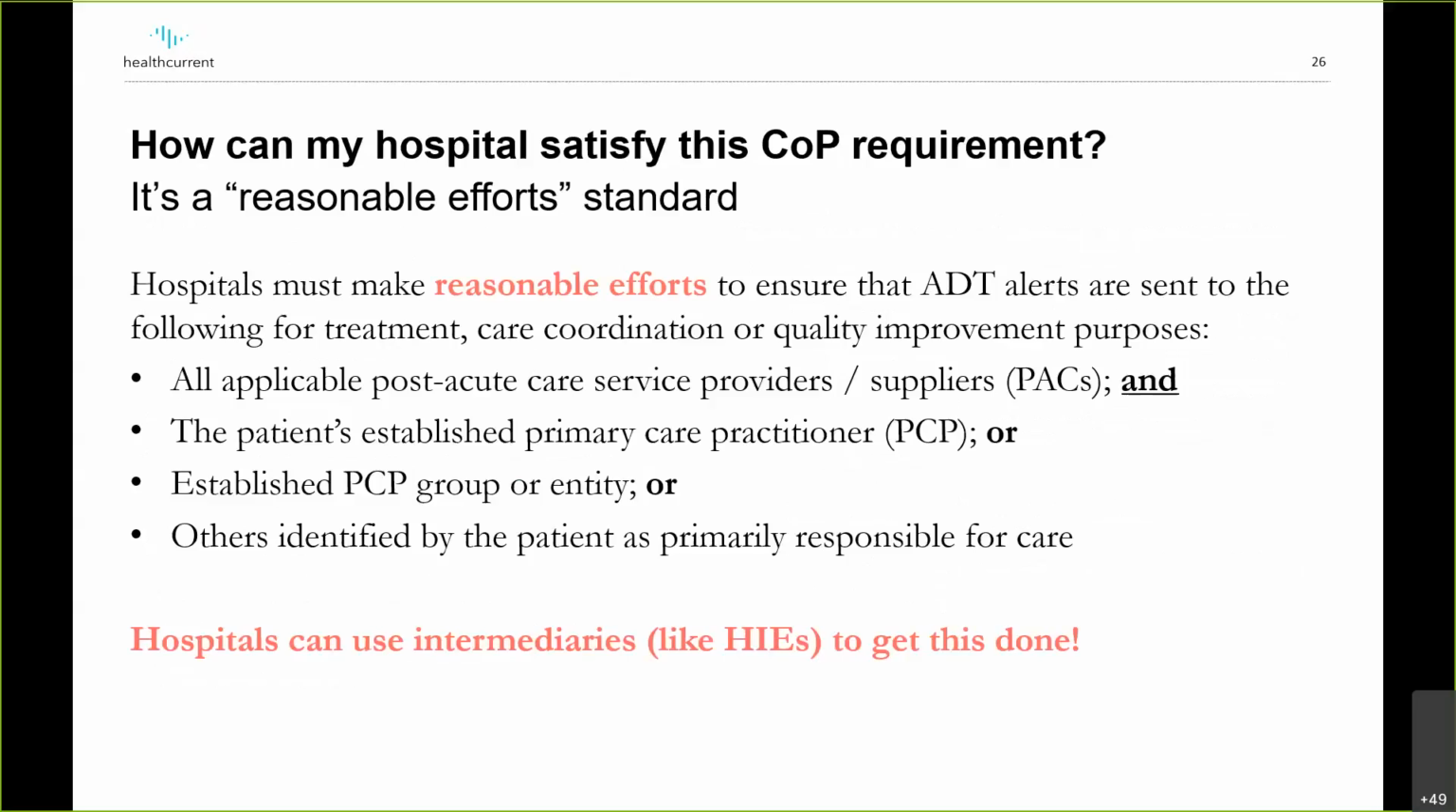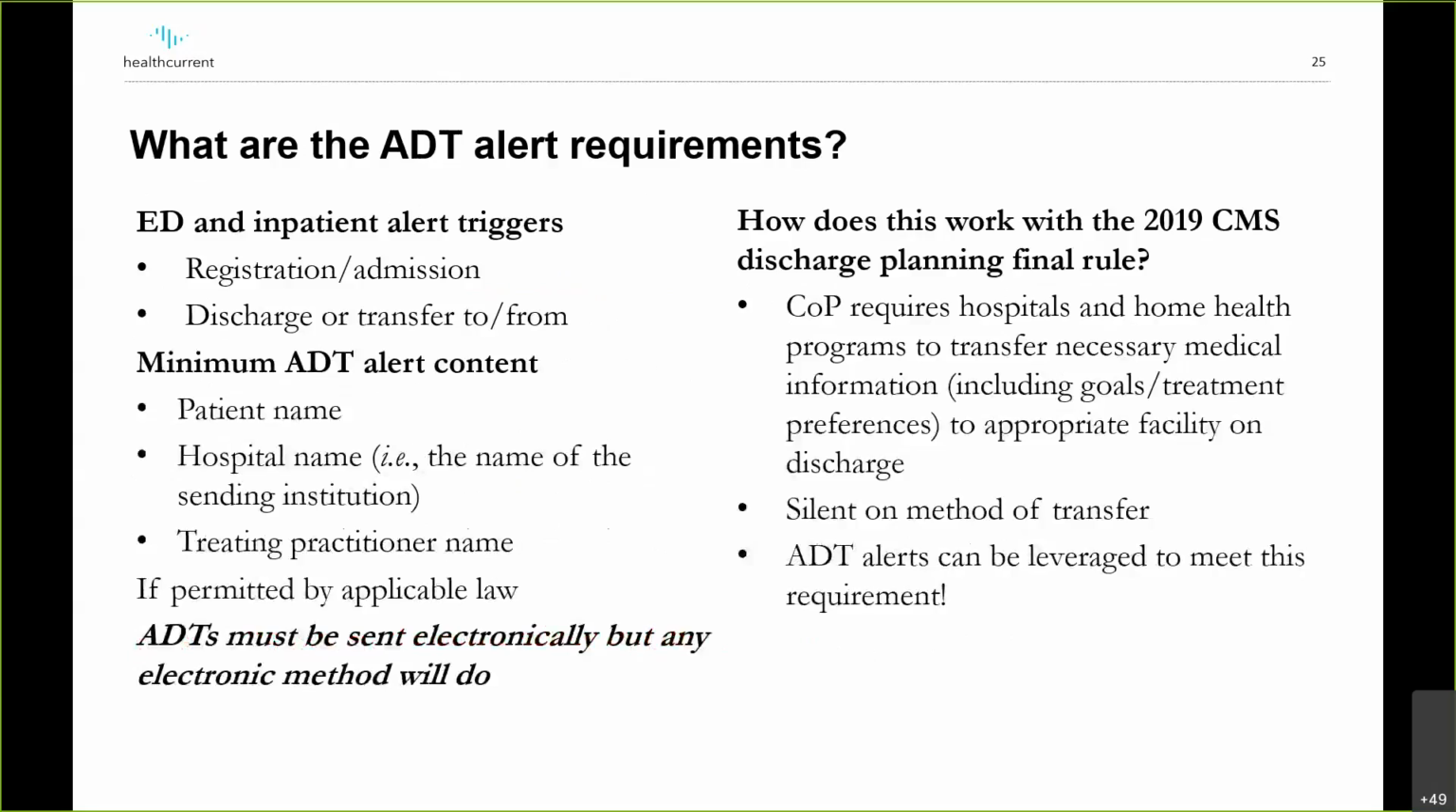What's also nice is these ADTs have to be sent electronically, but they don't specify the method, so you have some flexibility here. You also have the flexibility of designing your ADT alerts to also meet requirements of the 2019 CMS discharge planning rule and also maybe your requirements under the Promoting Interoperability program. So you can do that. In other words, you might as well kill two birds with one stone.